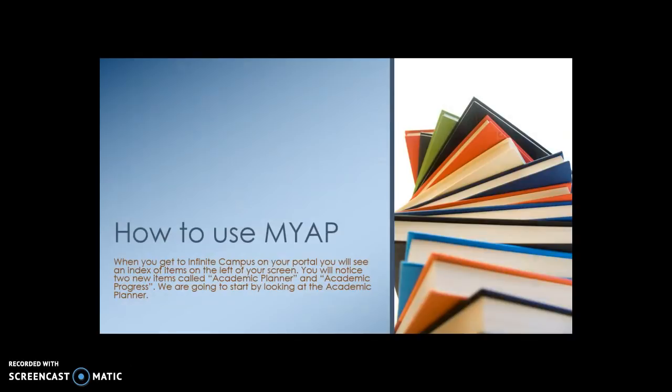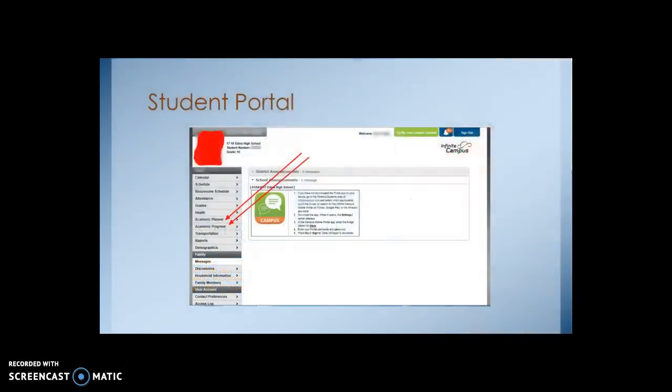So to access MYAP, you're going to log in through your portal and access Infinite Campus. And when you get to Infinite Campus, you'll see 2 new indexes on the left side of your screen. And they're called Academic Planner and Academic Progress. So we're going to start by looking at the Academic Planner. And the Academic Planner is how you both map out your 4-year plan and register for courses. In other words, the courses you enter for the next academic year, your junior year, in your planner are what you register for, including the alternatives.